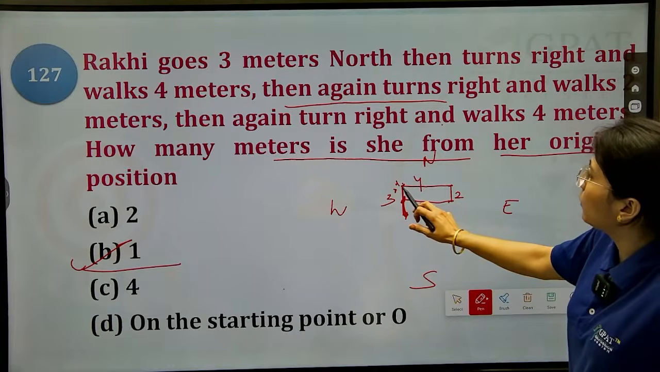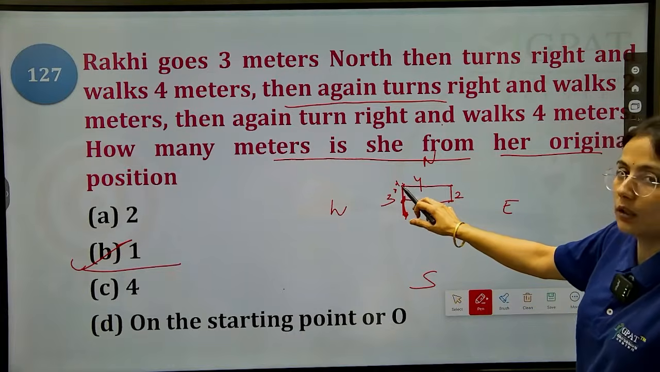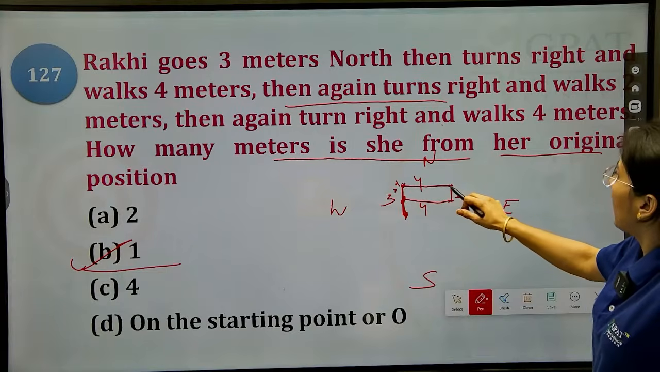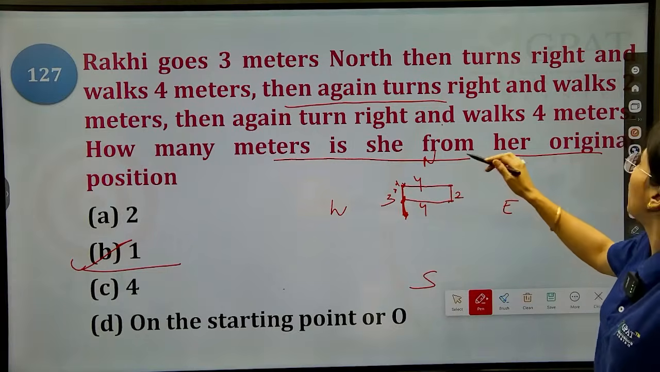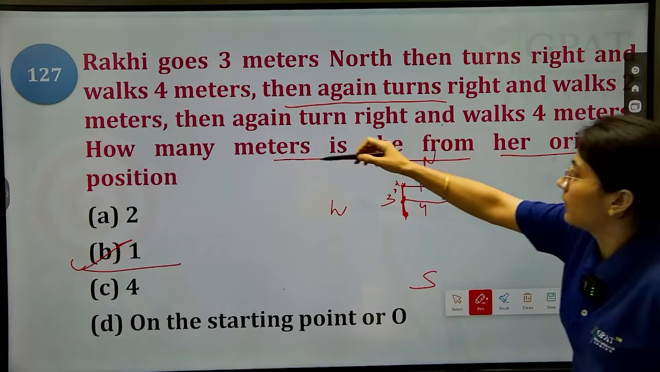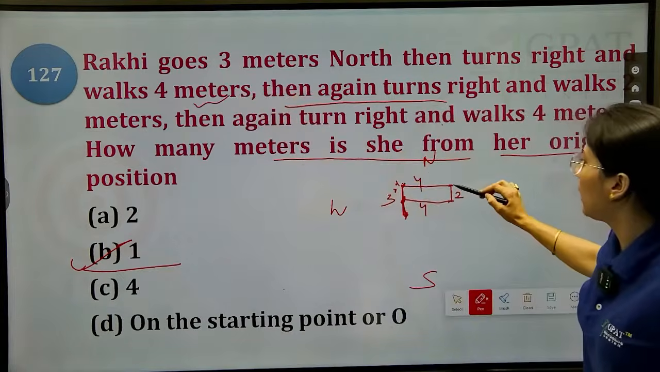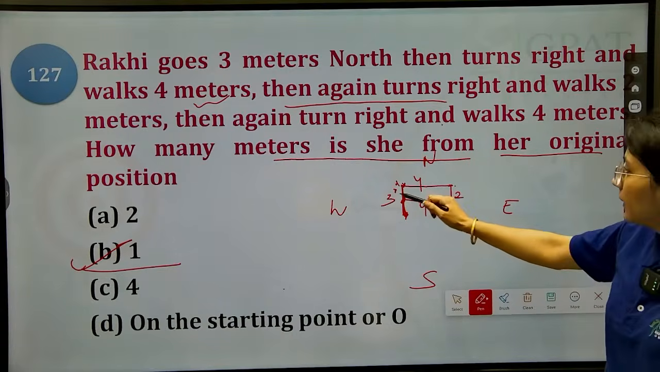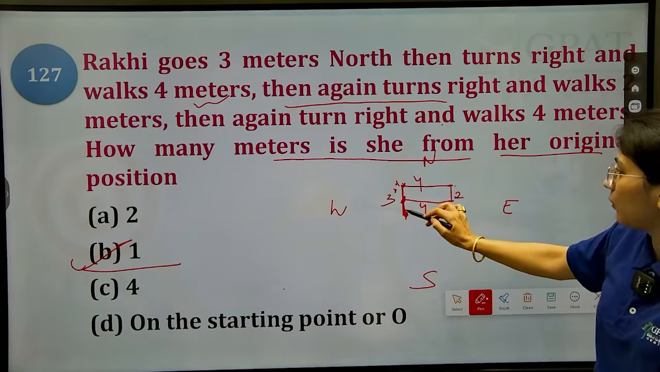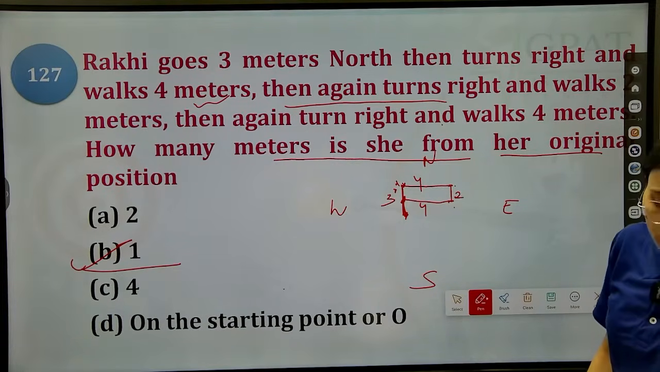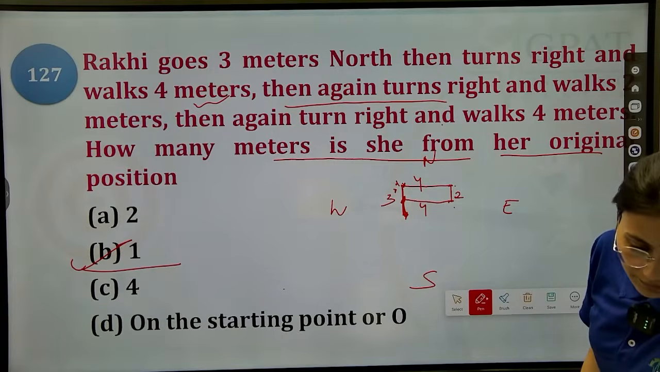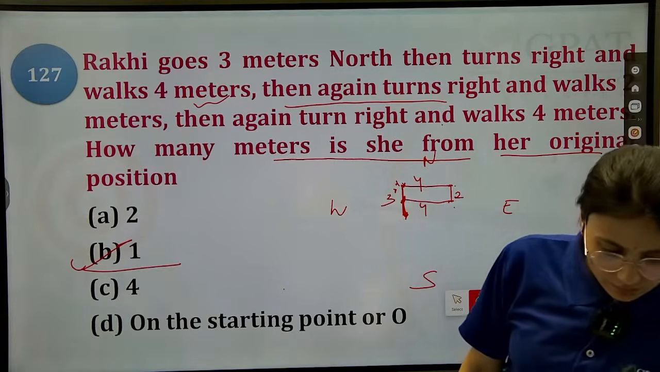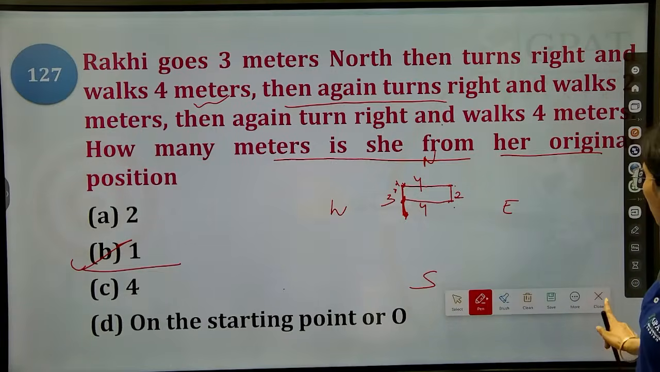First she goes 3 meter north, then turns right and walks 4 meter, not kilometer, that is 4 meter. Then turn right, walk 2 meter, then turn right, walk 4 meter. Now the distance from the original is 1, that is option B. Yes, very good. Option B is correct, 1 meter. Now move to the next question.